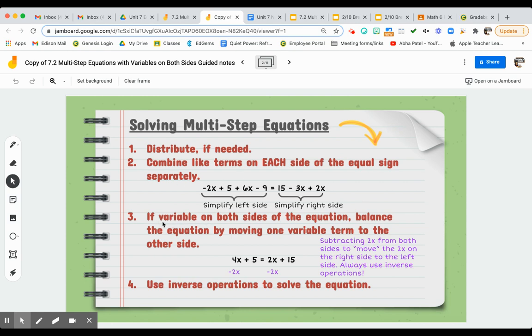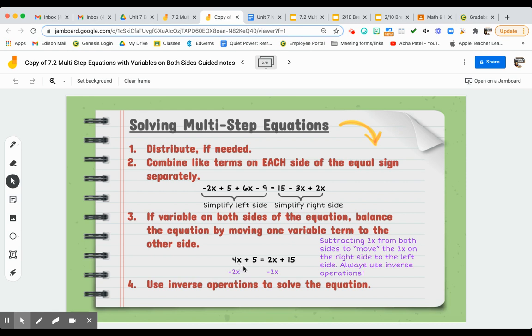If there's a variable on both sides of the equation, once you do that, then you need to balance the equation by moving one variable term to the other side. So over here, you see that there is a 4x on the left side and a 2x on the right side. I always think it's good to deal with the variables first. My process, and I prefer keeping the variables positive, is to identify the smaller coefficient value. In this case, it's the 2x. The 2 is the smaller one, so I'm going to subtract the 2x from the 4x.